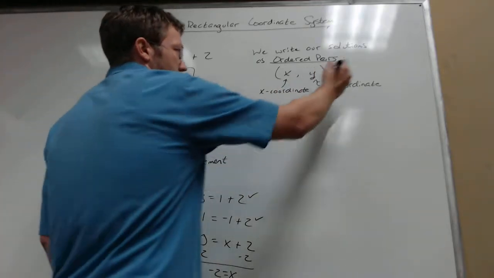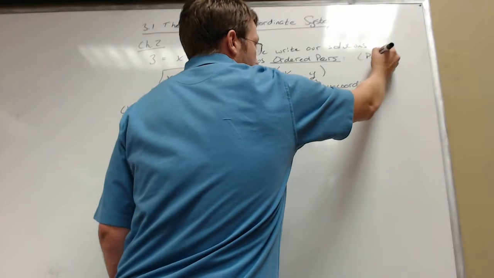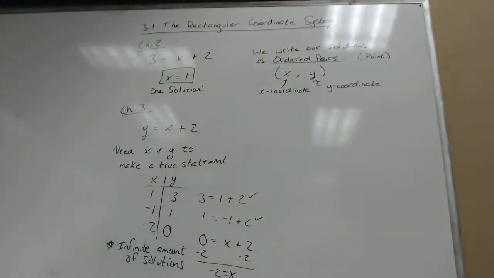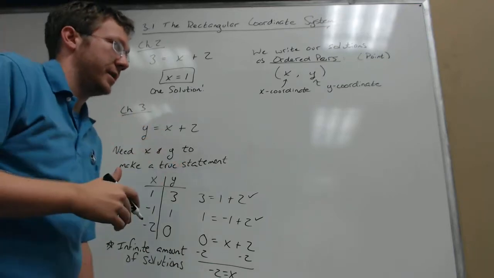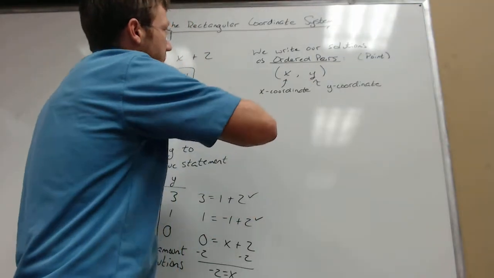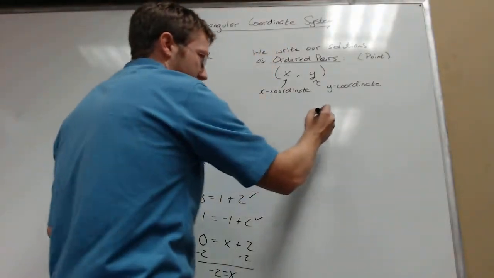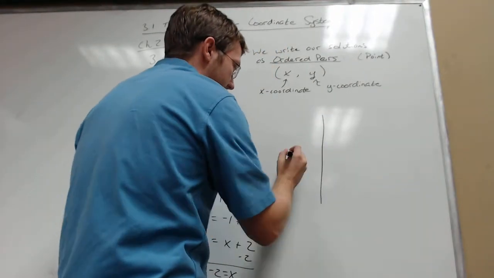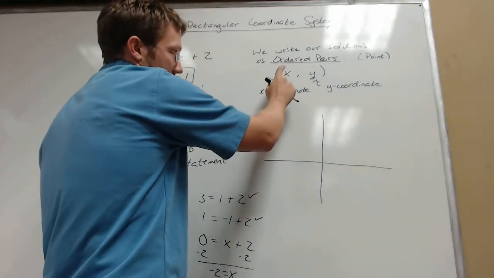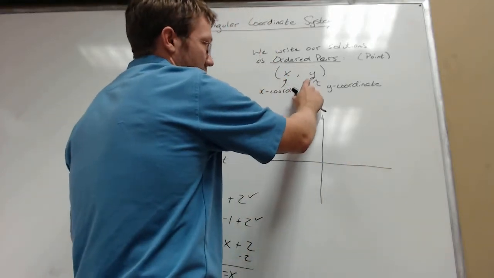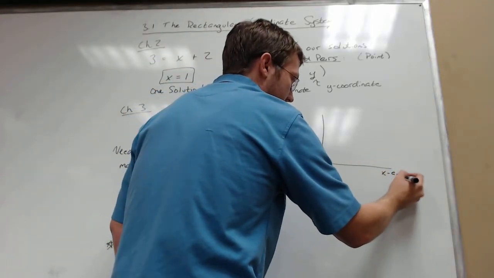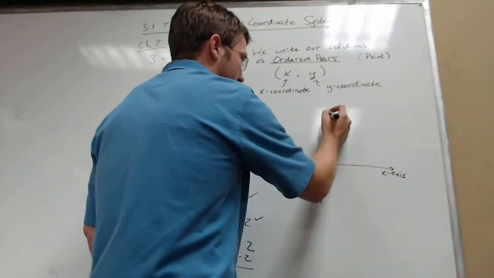Okay? And some people would just call this a point. And it's called a point, or we reference it as a point, because once we have this solution, we can plot it on the rectangular coordinate system. So this is something you may have seen before. If we have an x value and a y value, I need a number line to represent the x, a number line to represent the y's, and we do that here. We have an x-axis and a y-axis.